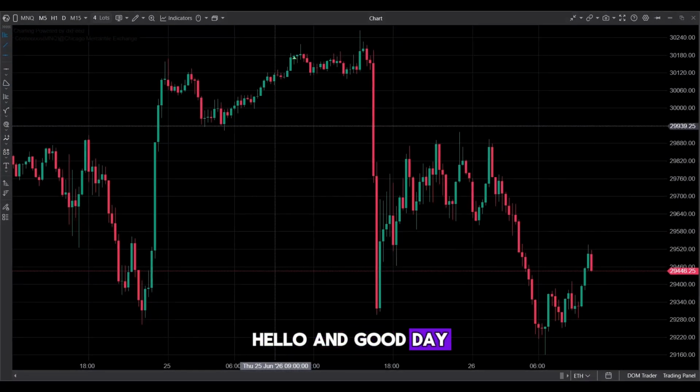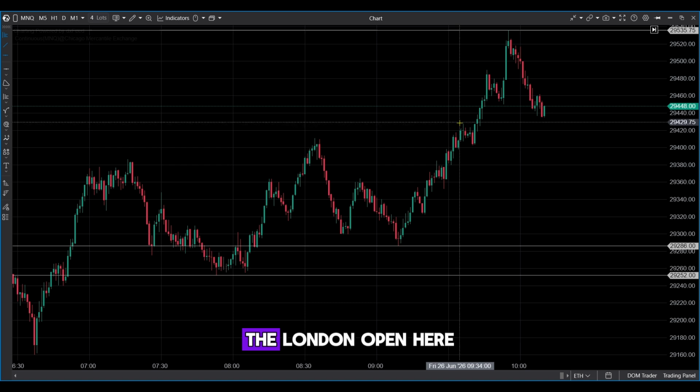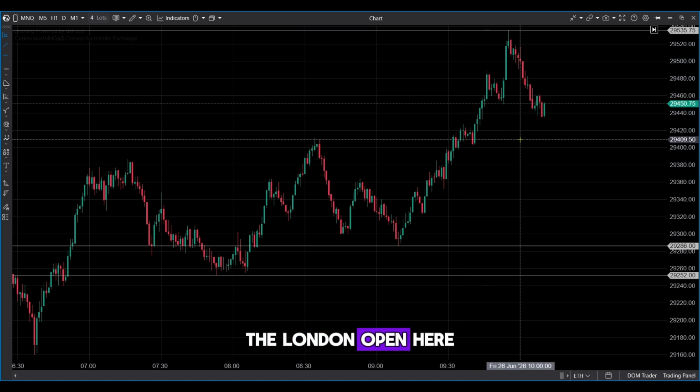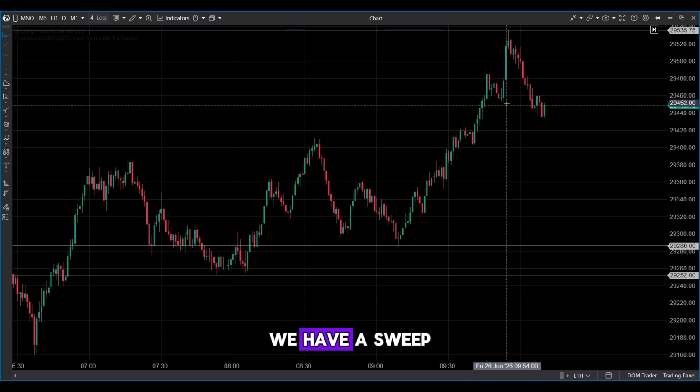Hello and good day. We are looking at NASDAQ 5 minutes time frame. First and foremost, we mark the highs, the lows, and find significant levels to find reversal or continuation. The London opened here at 10 a.m. local time or 3 a.m. New York time. We have a sweep below this low.